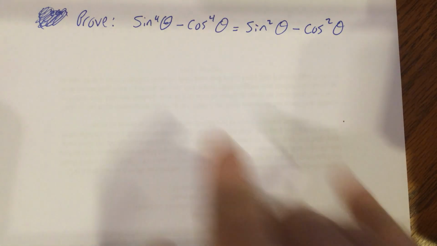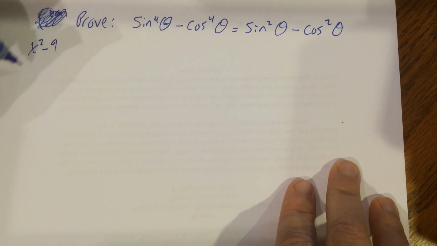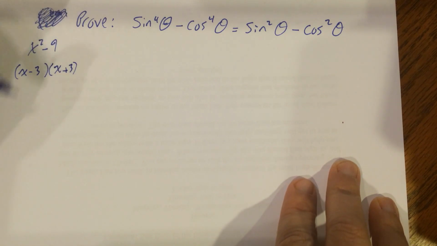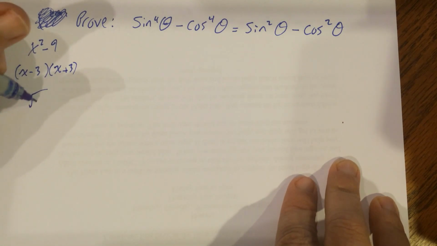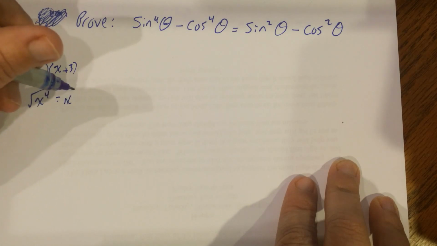a difference of two perfect squares. Hopefully you all remember difference of two perfect squares, like x squared minus 9. Factors to the square root minus the square root, plus the square root. So what is the square root of something to the fourth? What would the square root of x to the 4 be? Square root of x to the 4 would just be x squared.